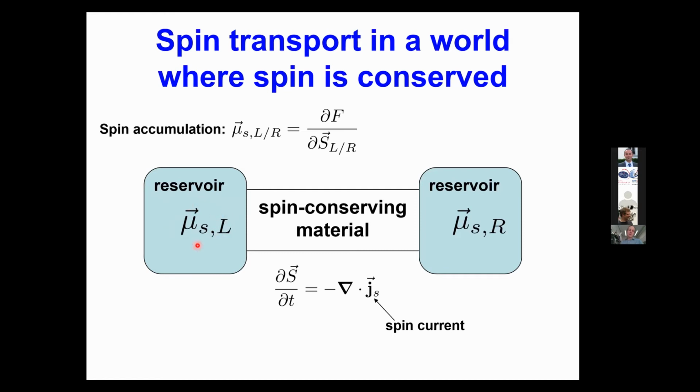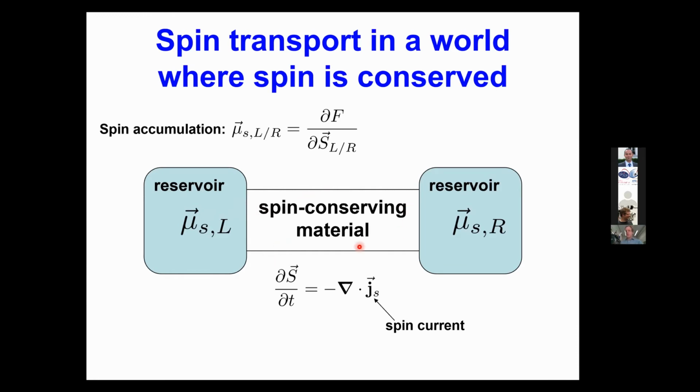It's indicated with mu s on the left for the left reservoir. There's a similar quantity for the right reservoir. These spin accumulations would then be given by the derivative of the free energy with respect to spin. This is the thermodynamic definition of chemical potential for a conserved quantity, if you will. You could then build these reservoirs in equilibrium, take these two spin accumulations to be different, and then connect them with some spin conserving material.